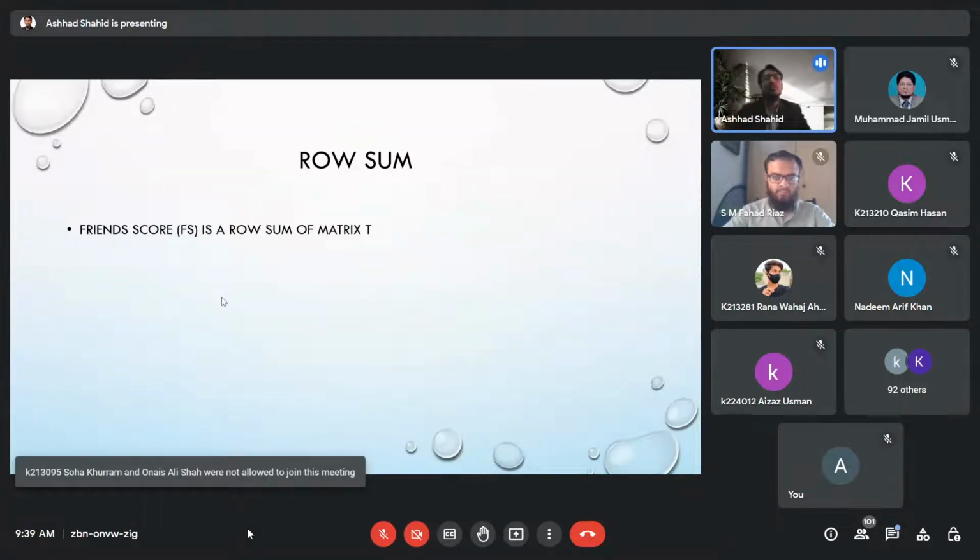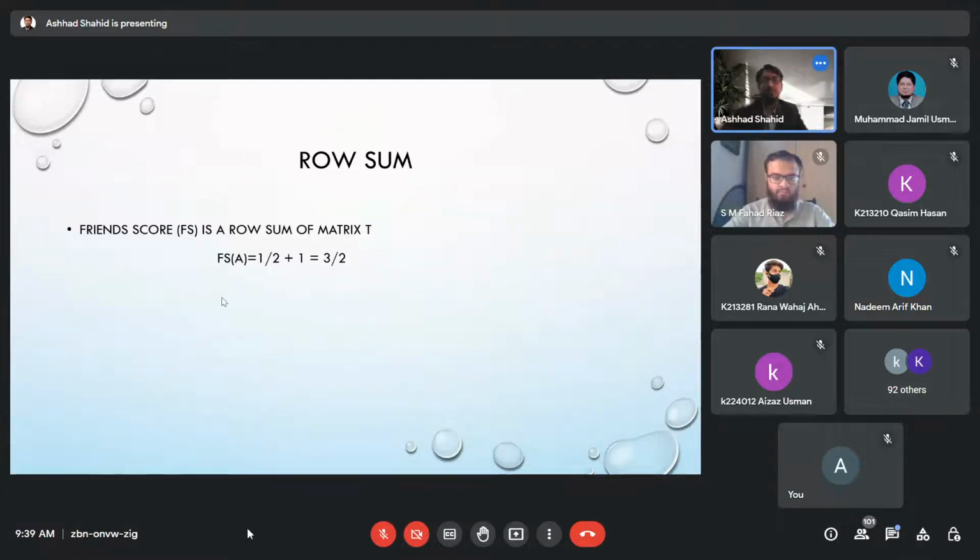So the raw sum, or the raw score, you can say the friend score, of person A is 3 upon 2. Similarly, you can find the raw sum of the second person, B, which is 1 upon 3. B has only a 1/3 chance that people want to be friends with them. In the same way, C has 5/6, and similarly D is 4/3.